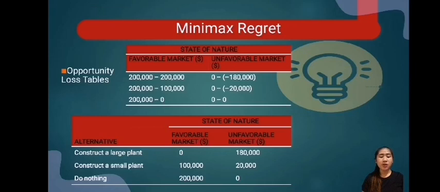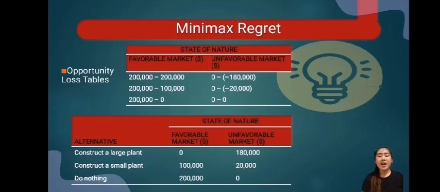In the figure, for a favorable market, the best payoff is $200,000, as a result of the first alternative, construct a large plant. If the second alternative is selected, a profit of $100,000 would be realized in a favorable market, which is compared to the best payoff of $200,000. Thus, the opportunity loss is 200,000 minus 100,000 equals 100,000.